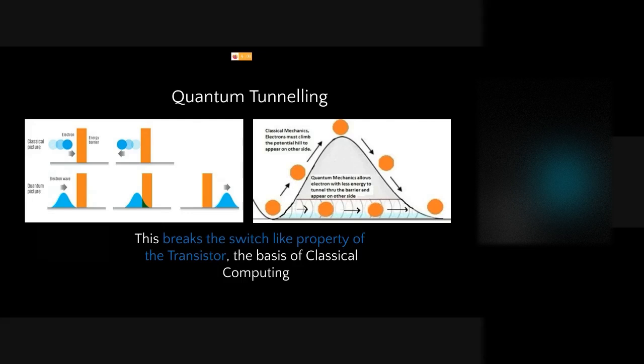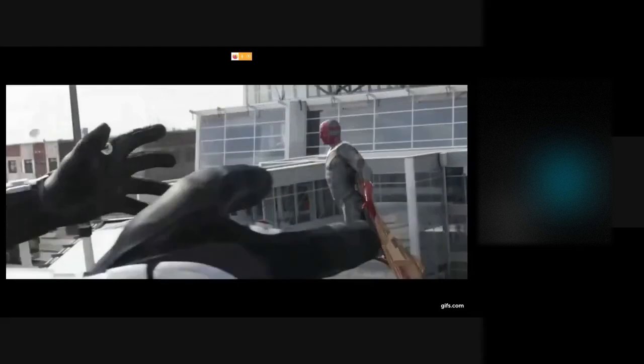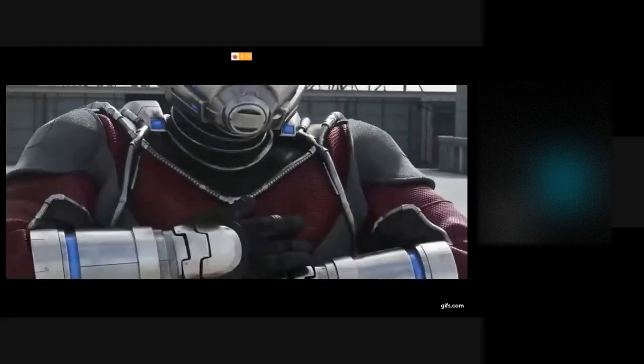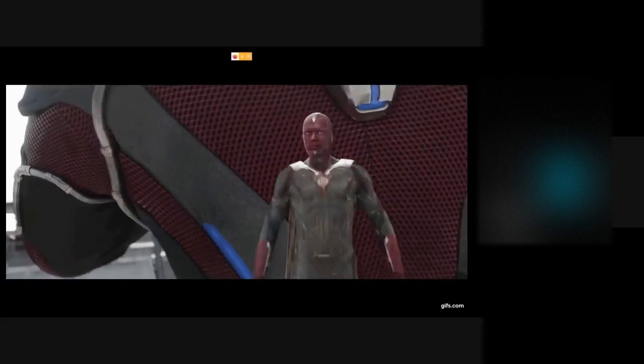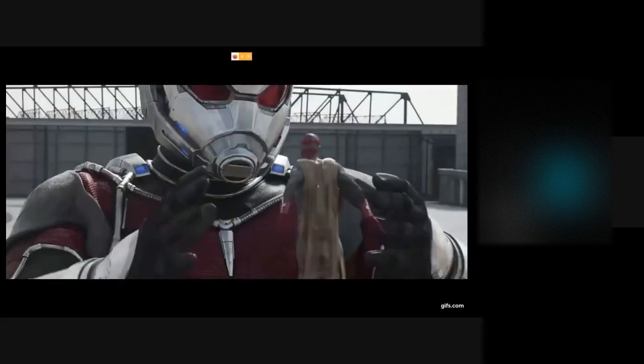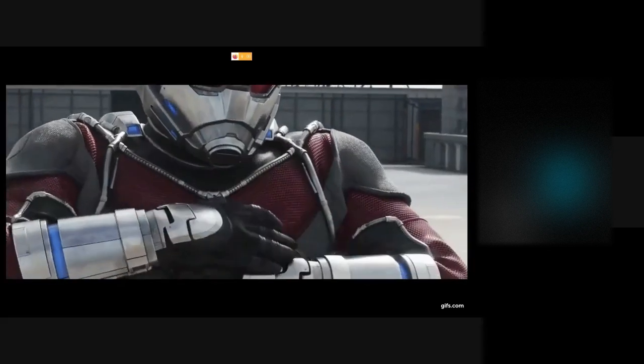And I hope it hasn't been too overwhelming. So I hope this GIF will help. So this is what is happening at the atomic level. Basically, a person moving through a barrier.